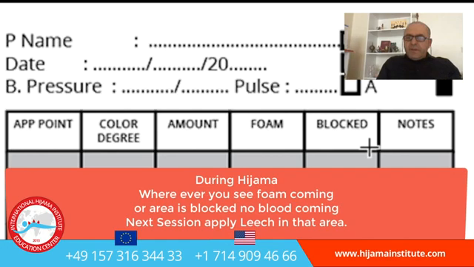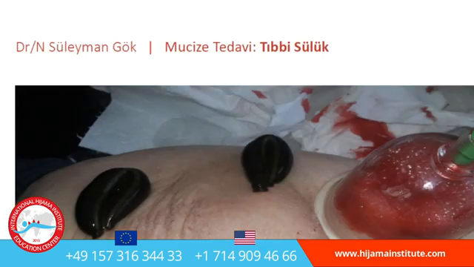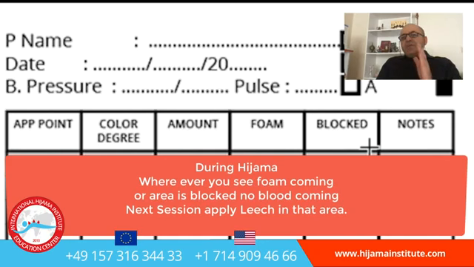You're going to put a mark here where the foam and the blocked area are. In the next session, you're going to have to apply leeches. I'm going to tell you later why, because no matter how many sessions you do on this area, you're not going to be able to open it with hijama. Even if you do 10 sessions of hijama, this area is not going to be opened. You have to use leeches. I'm going to tell you why in the next classes.